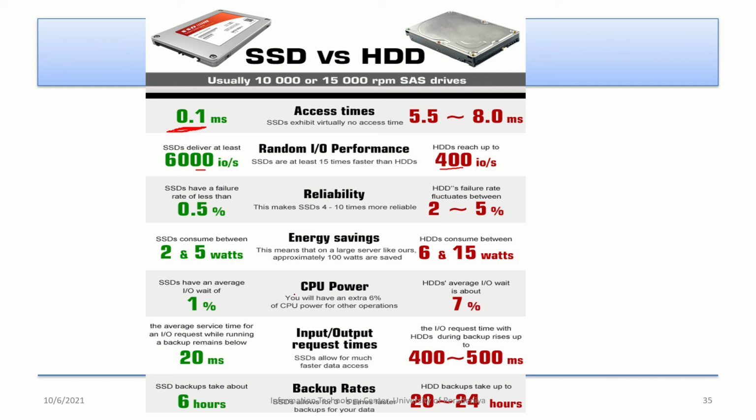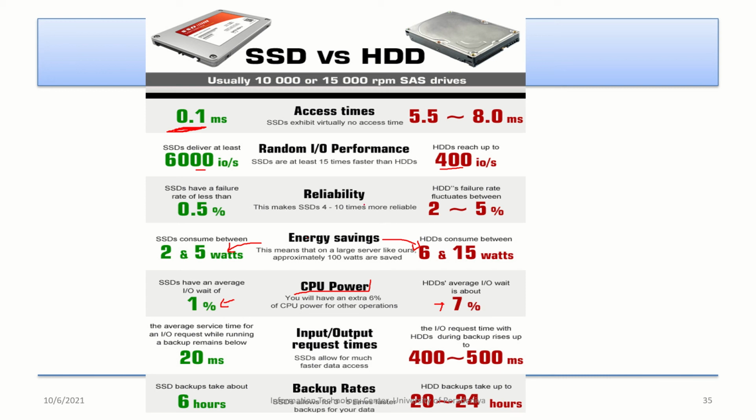And then this is the CPU power needed: 1% in SSD and 7% in HDD. And then energy saving. The SSD consumes 2 to 5 watts, while the HDD consumes 6 to 15 watts, because they have some moving parts. I told you that the hard disk drive is moving, and at the same time the head is also moving.